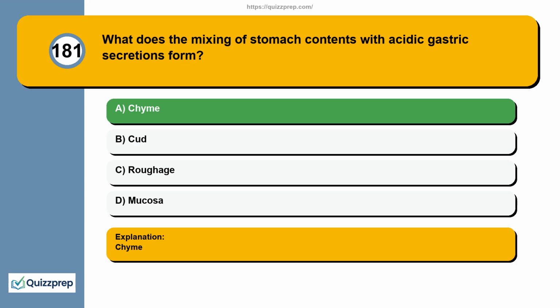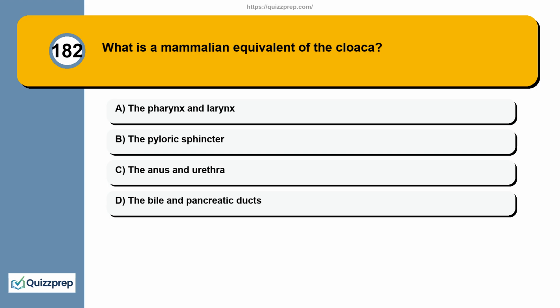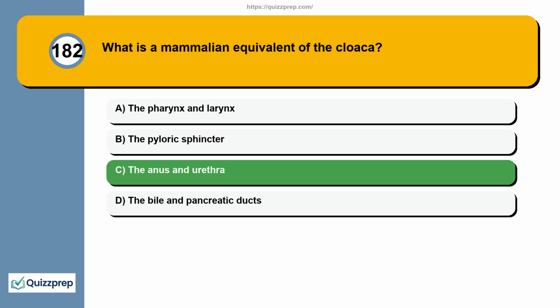Chyme. Question 182. What is a mammalian equivalent of the cloaca? Option A, the pharynx and larynx. Option B, the pyloric sphincter. Option C, the anus and urethra. Option D, the bile and pancreatic ducts. The correct answer is option C, the anus and urethra.